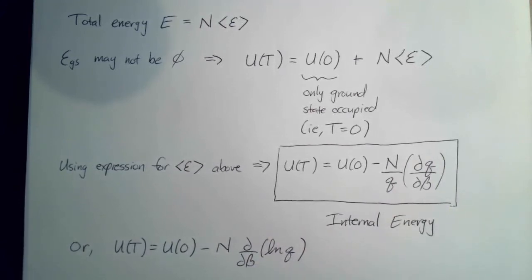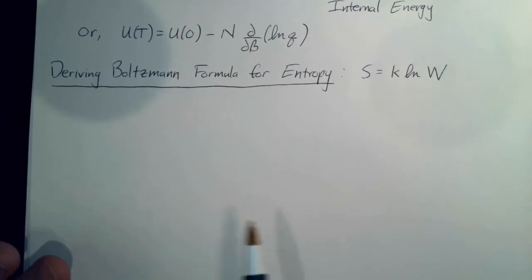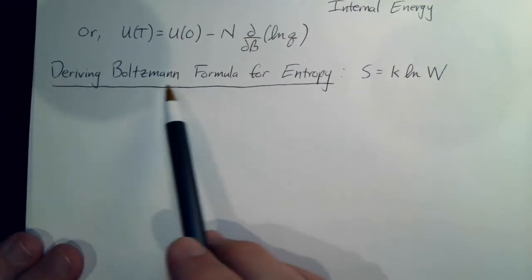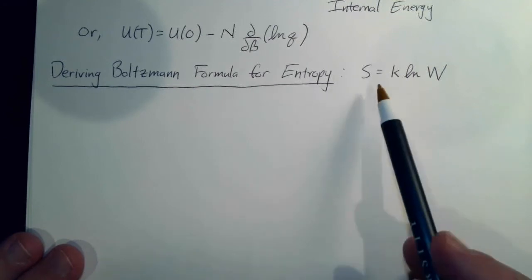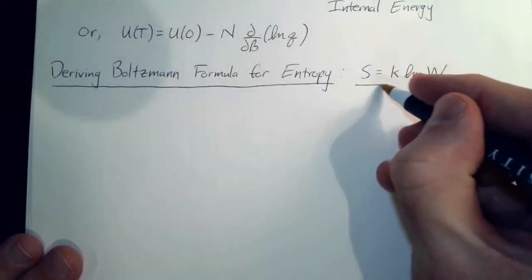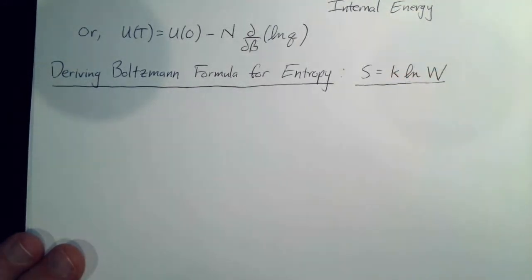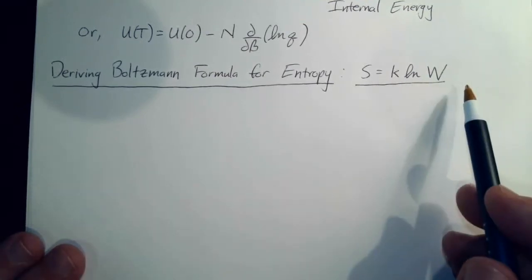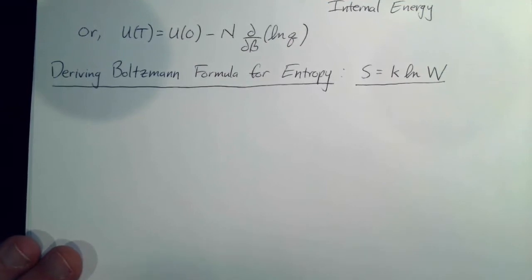the partition function. All right, so now we have everything we need to derive the Boltzmann formula for the entropy, which remember was this formula, S equals k natural log of the multiplicity, which we were using back in chapter 3. I stated it without proving it, and now we're going to derive it.